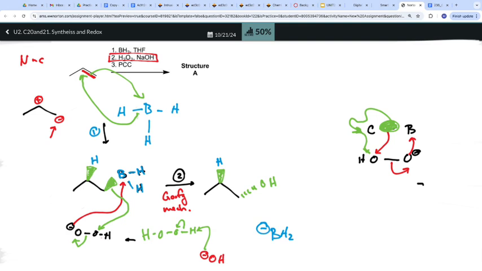Where's the oxygen? Is the oxygen behind the carbon? No, it's sitting right on top of it. Which means it's in the exact same configuration. It does not change.